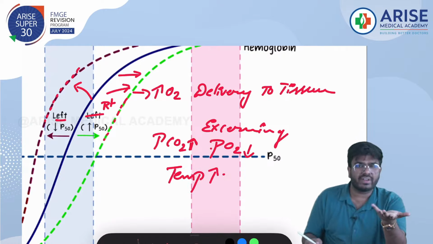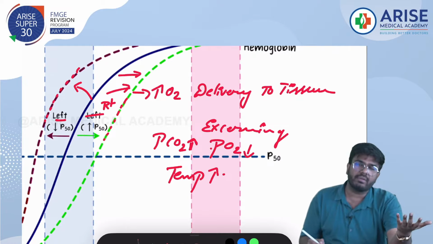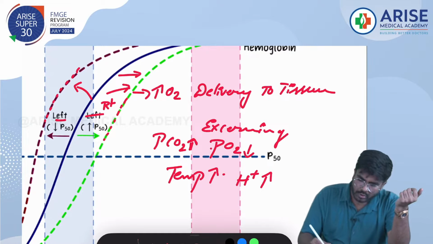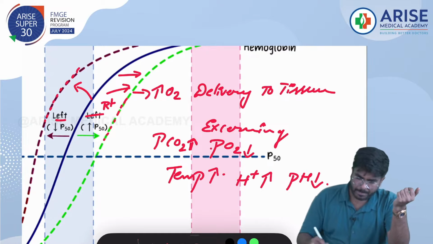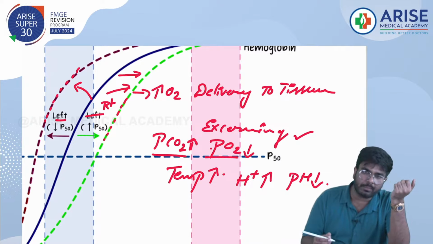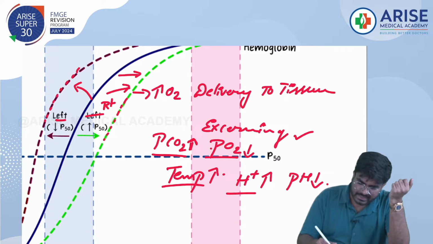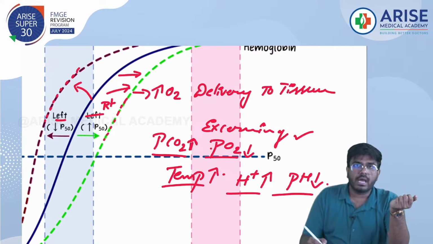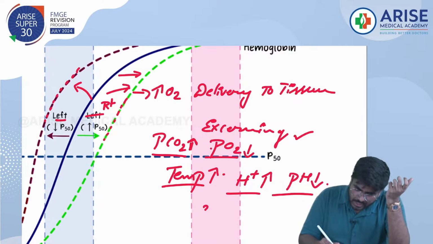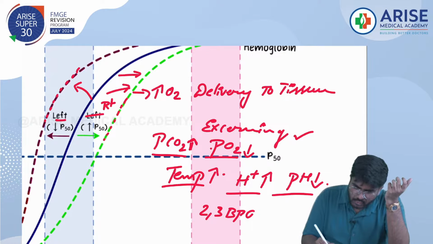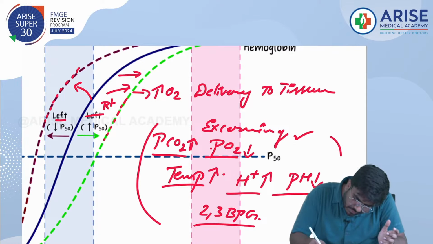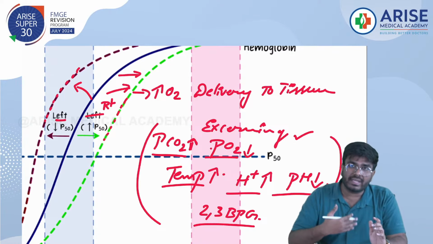When temperature increases, you know, whenever you are doing exercise, the basal metabolic rate will be more, the temperature will be more, or when the H plus production is more, or the pH is less. Okay, in all these conditions like exercising conditions, PCO2 level increases, hypoxic conditions, temperature is more, there is acidosis, low pH, what will be produced in the RBCs? 2,3-bisphosphoglycerate or 2,3-diphosphoglycerate.